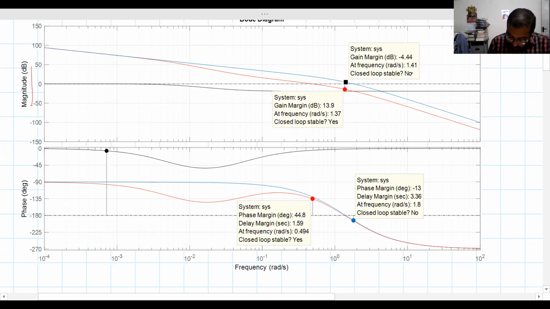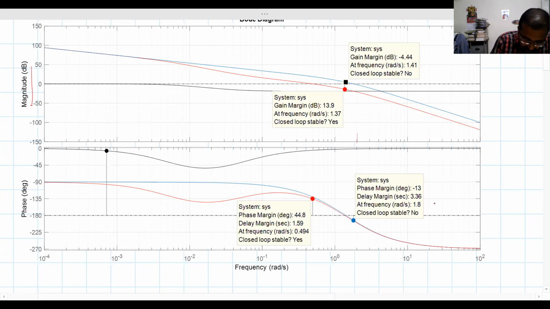Now, what is the phase margin here? Phase margin is minus 13 degrees, and that is found at the gain crossover frequency. Gain crossover frequency means the frequency at which dB gain becomes equal to 0, so this is the 0 dB line. From there you drop a vertical line down to the phase angle plot, and you can measure the phase margin. It is minus 13 degrees. Since gain margin in dB is negative and phase margin is negative, the closed loop system is unstable.